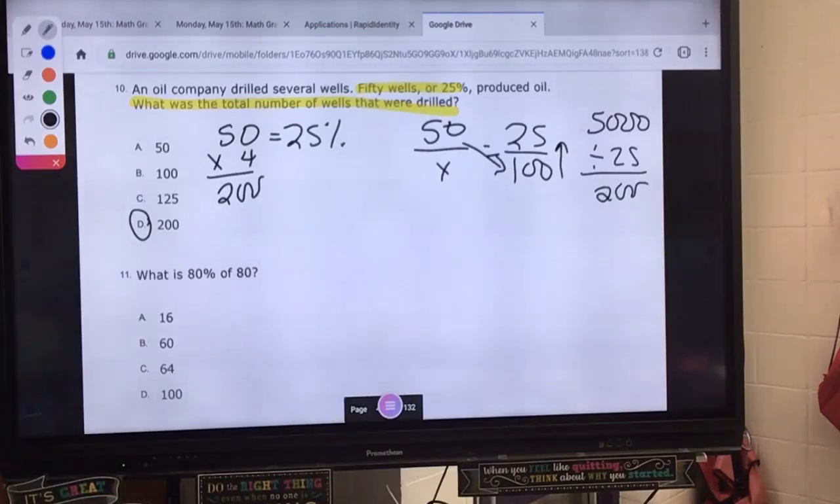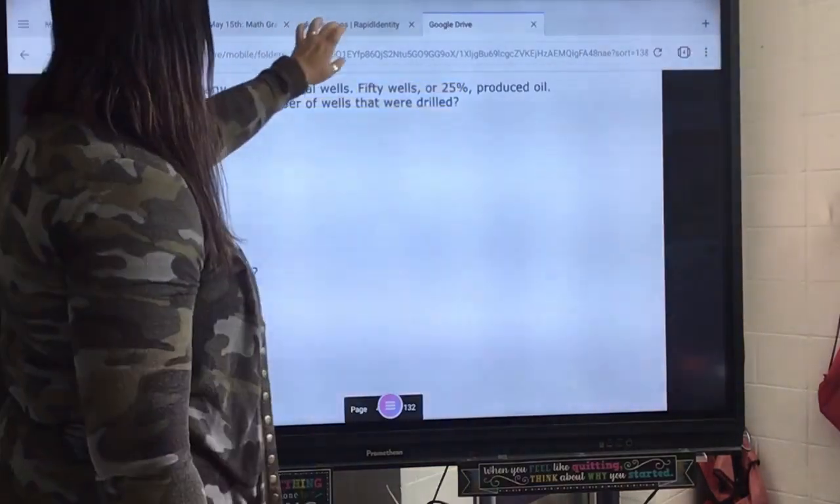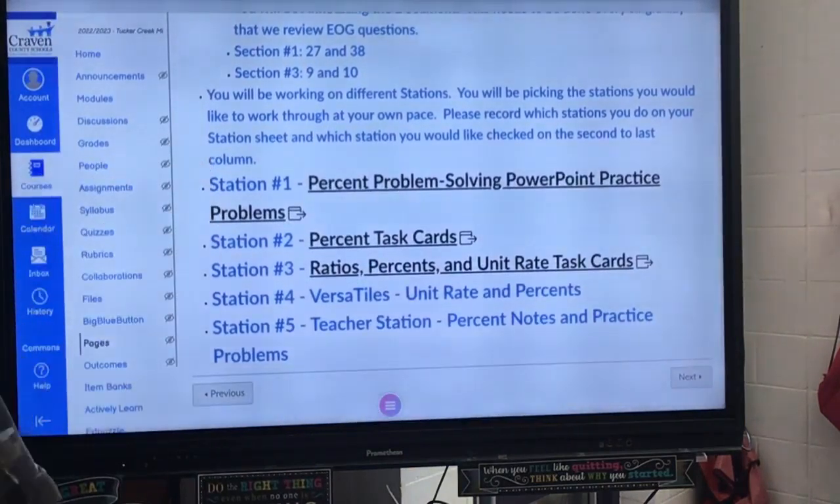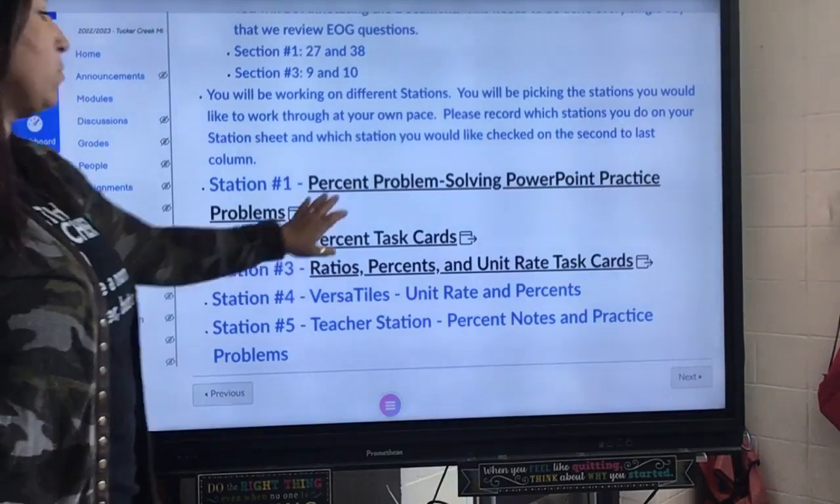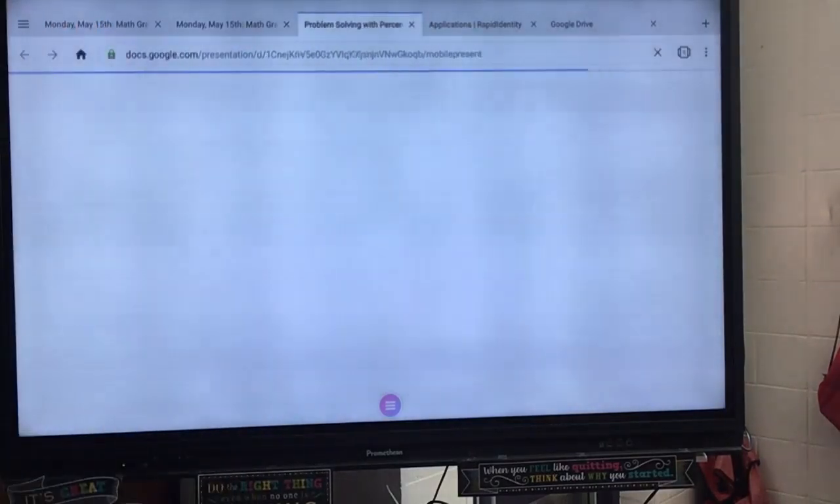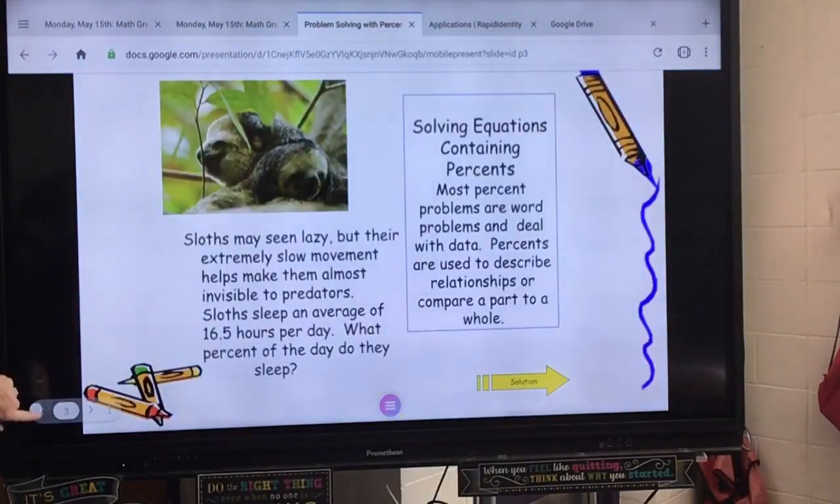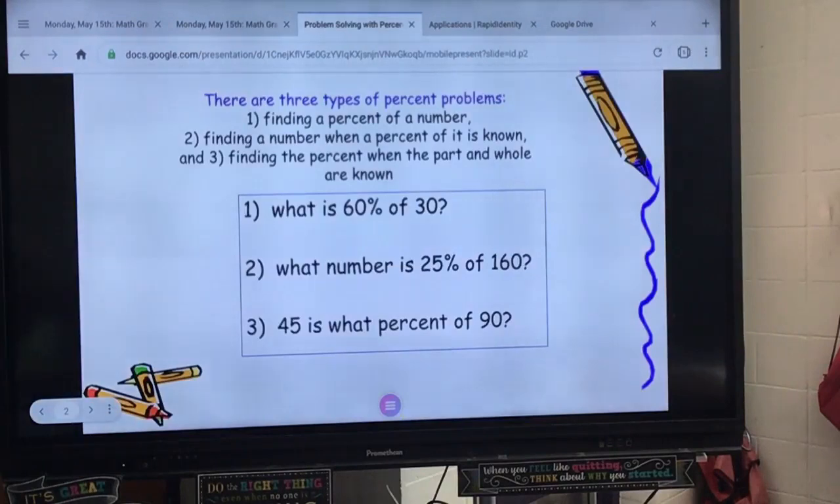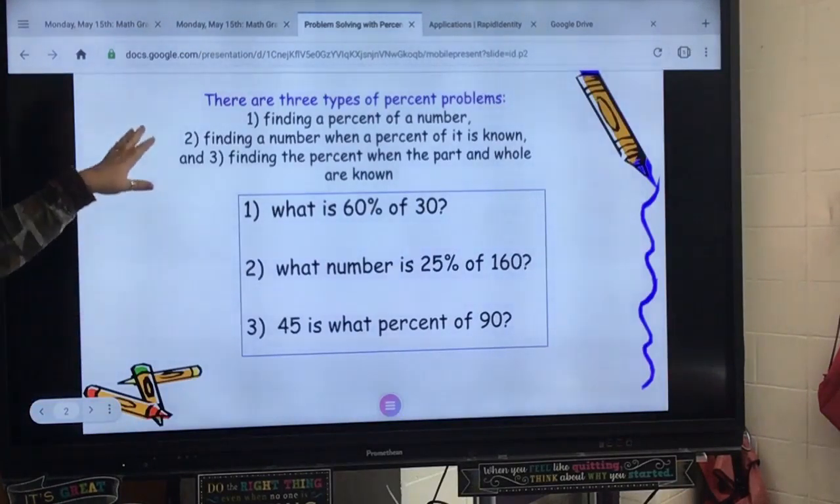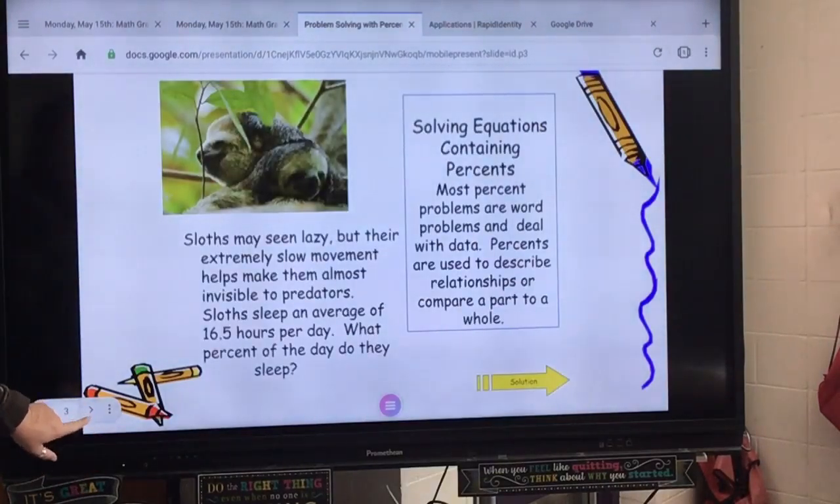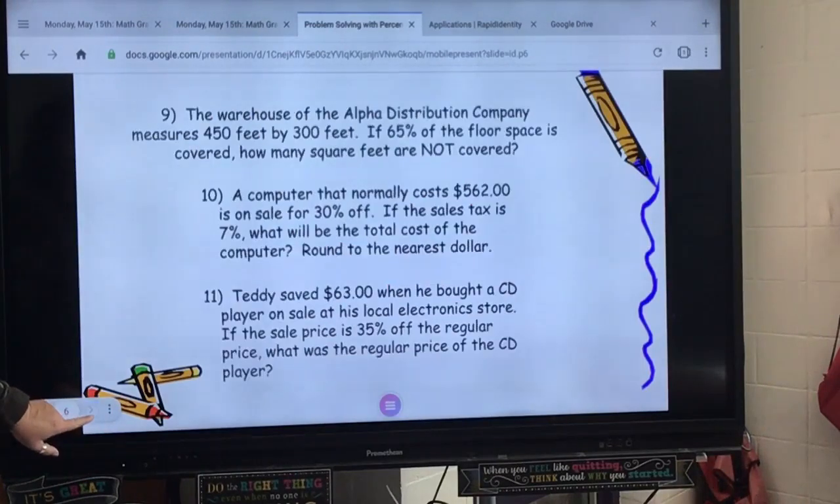All right. Close your iPads. Now, at the bottom of this, there are a couple things that, again, you're gonna be able to choose from. Now, this problem-solving PowerPoint practice problem, if you do decide to do this, it's just a Google slide, and it's just got practice problems in it. So it gives you some information, gives you some examples, and then you're solving all of this in your notebook, okay? Or not in your notebook.